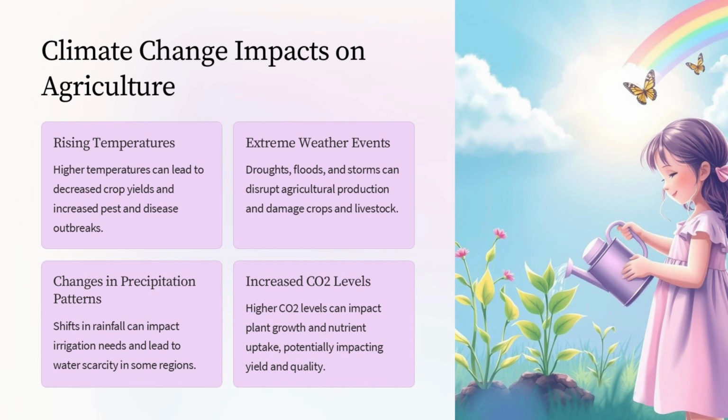Rising temperatures can lead to decreased crop yields and increased pest and disease outbreaks, threatening food production. Extreme weather events like droughts, floods, and storms can disrupt agricultural activities and damage crops and livestock. Changes in precipitation patterns can impact irrigation needs and lead to water scarcity in some regions, making it harder for farmers to grow their crops.